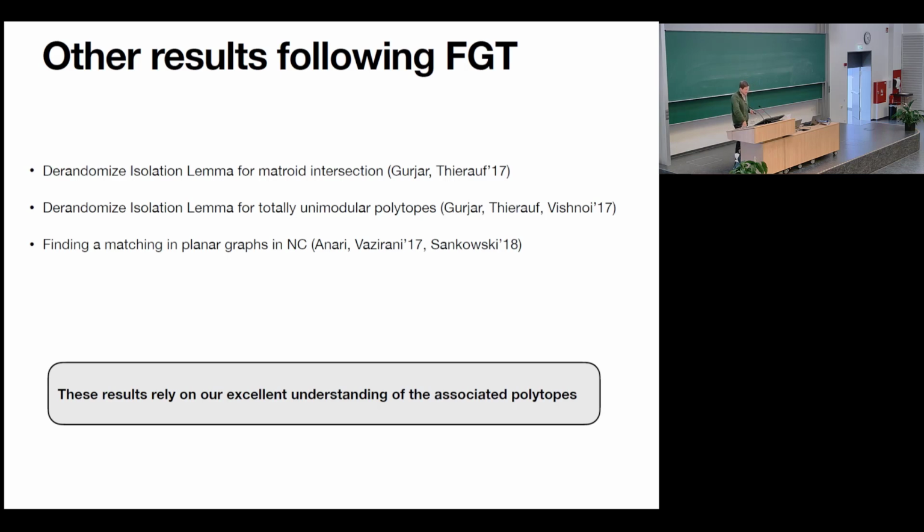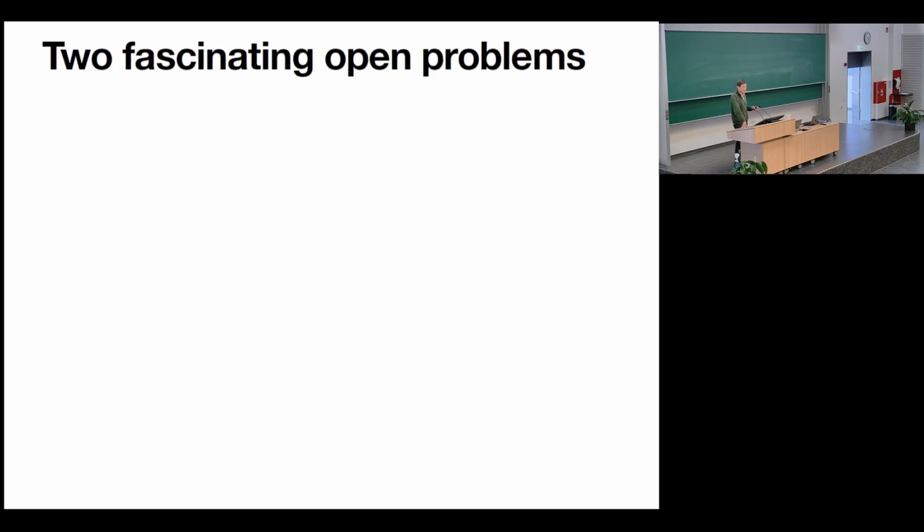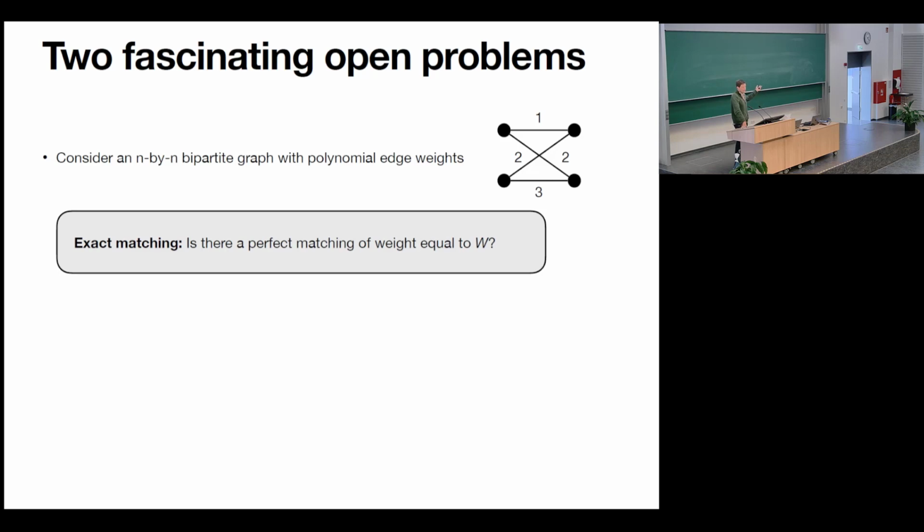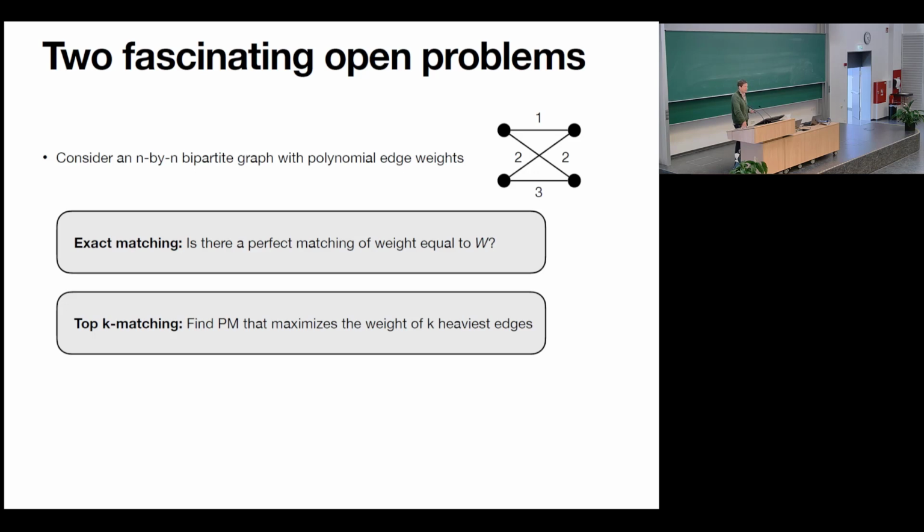So let me now raise two fascinating open problems in this line, that I am at least very interested in. The first one is the one I stated in the beginning. Is there a perfect matching of weight equal to W? We don't know how to answer this question. The second is top K matching. Instead of maximizing the sum of weights of your perfect matching, find the perfect matching that maximizes the sum of the K heaviest weights. We don't know how to solve this question.